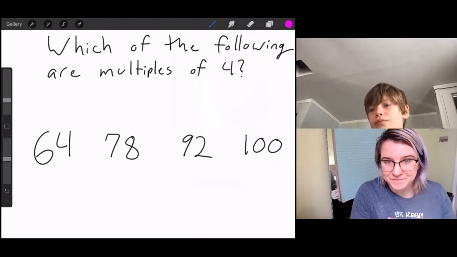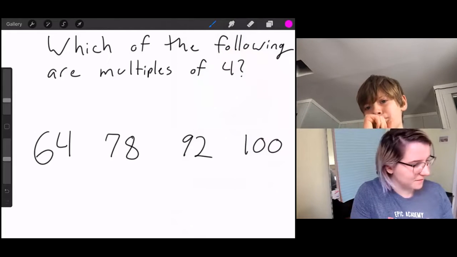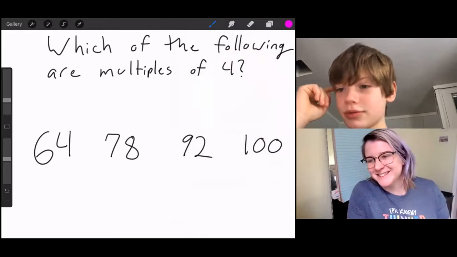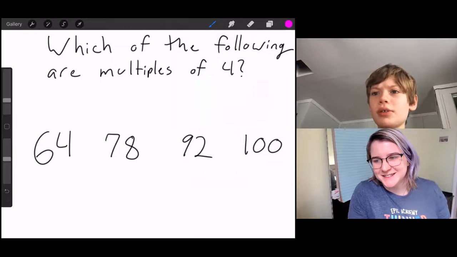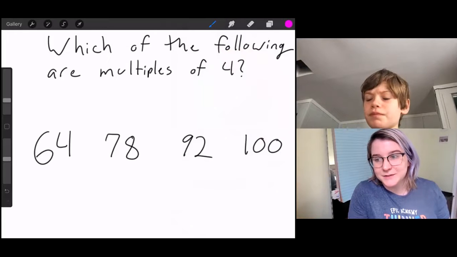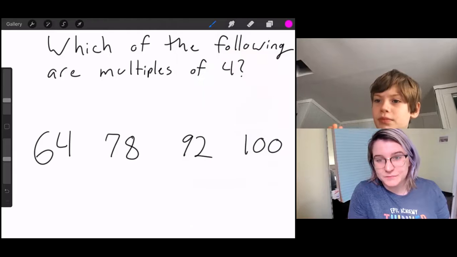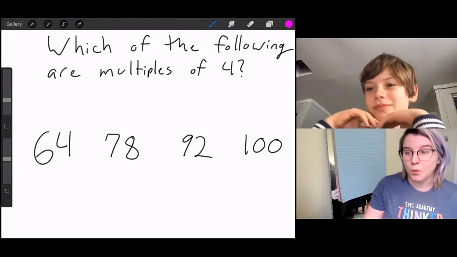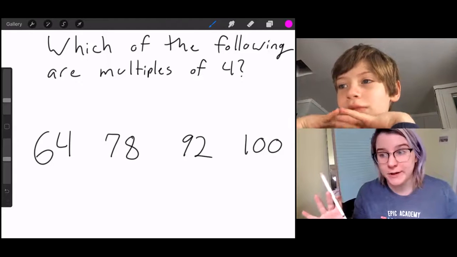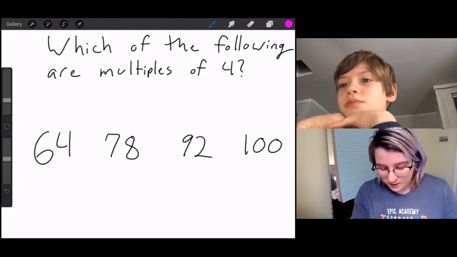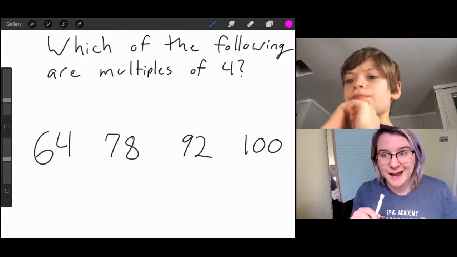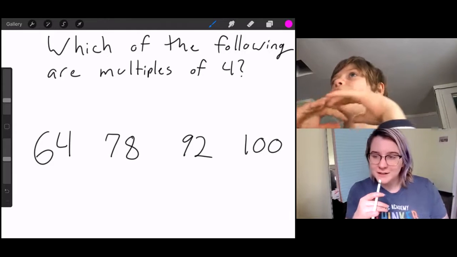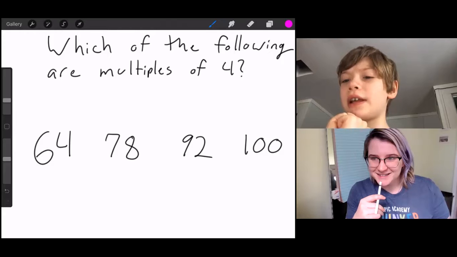Well, let me think. Which of the following are multiples of 4? So, like, there's more than one. Yep, absolutely. When you're listening to or reading questions like this, it means there could be more than one answer. So we need to check them all. So is 64 a multiple of 4, Dylan? How do we find that out?